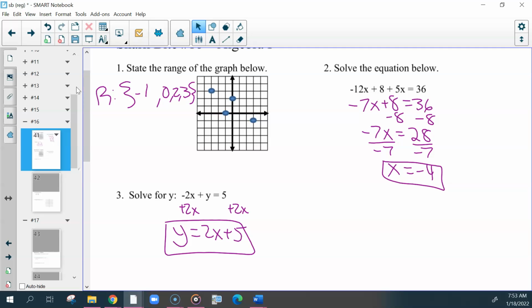Number 2, you needed to solve the equation. Combine your like terms, so you get -7x, subtract 8 on both sides, and then divide both sides by -7 to get -4.